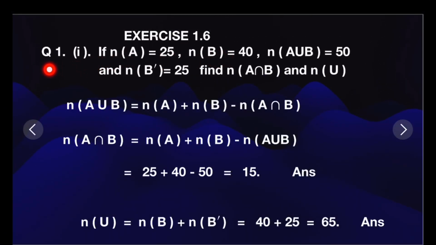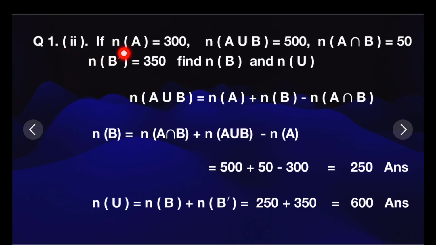Exercise 1.6, Question 1. They have given the values of n(A), n(B), n(A union B) and n(B dash). You are asked to find n(A intersection B) and n(U). So write down the formula, put all the given values, and you will get the value of n(A intersection B). It is 15. And then n(universal set) is n(B) plus n(B dash). n(B) is given, n(B dash) is given, add them and you will get the number of elements in the universal set.